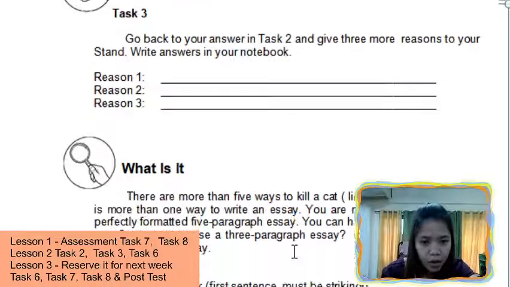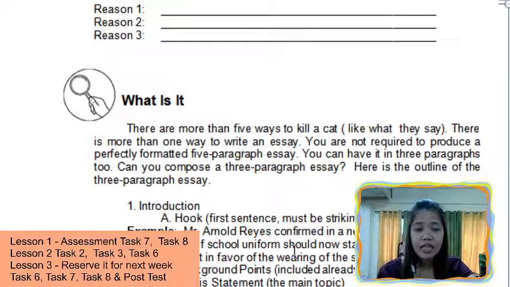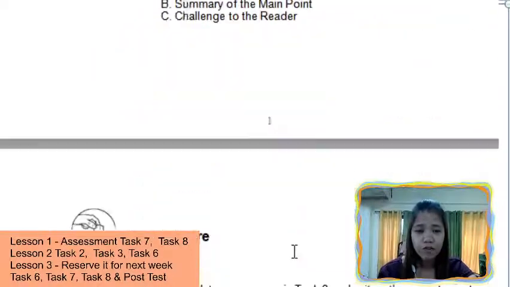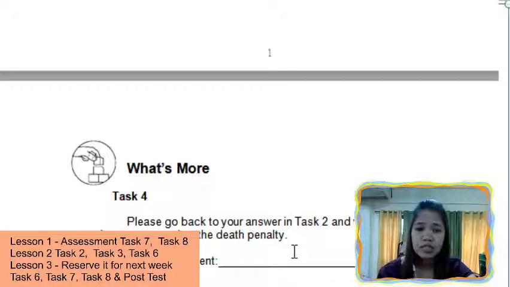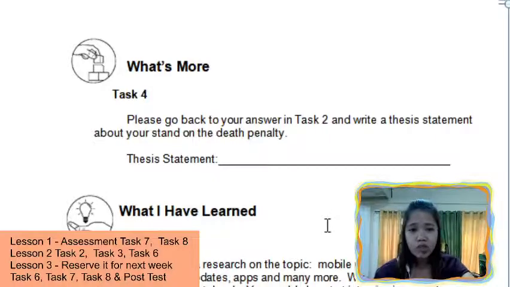In task 3, I have discussed this in the previous video, the different parts of persuasive text. And I have also discussed this in our Google Meet session last week. For task 4, you will not do that anymore. But I want you to practice writing thesis statement. What do we mean by thesis statement?